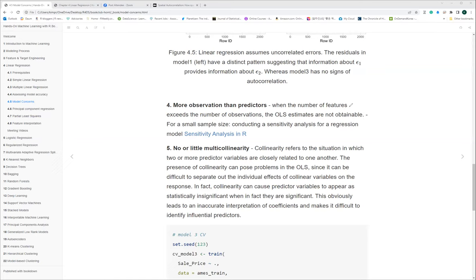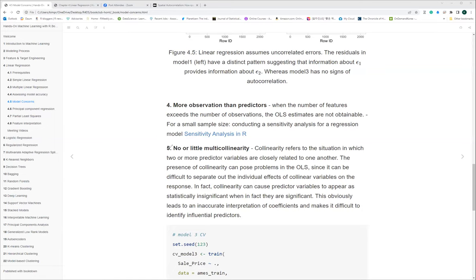But for example, in some of the machine learning methods that we're going to be studying, especially when we go to deep learning, you need a large sample. You cannot apply, for example, a deep learning model to a small sample. It's not wise to do that.